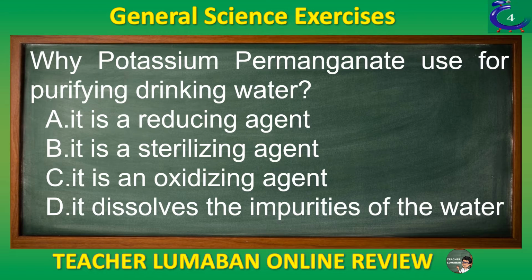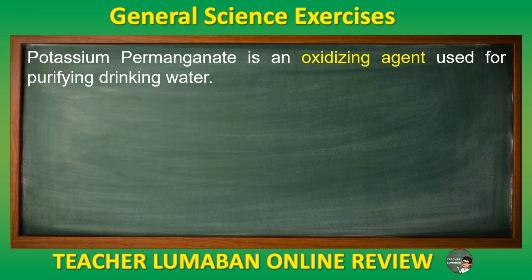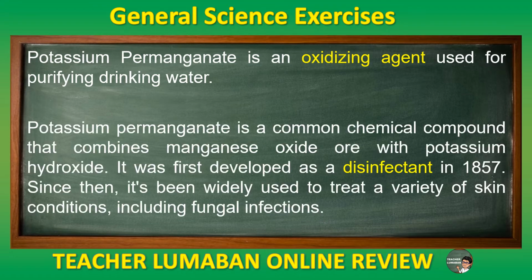5, 4, 3, 2, 1. The correct answer is letter C, it is an oxidizing agent. Potassium permanganate is an oxidizing agent used for purifying drinking water.